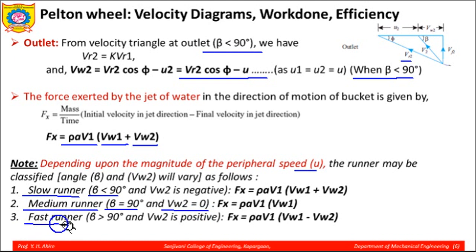There is one more type, fast speed runner, or high speed runner. For that, beta is more than 90 degree. So V2 vector will be towards right, somewhere like this, the position of V2 vector. It means Vw2 vector will be towards the right, in a positive x direction. So that's why Vw2 is positive, and the formula gets a minus sign. So Fx is equal to rho a v1 into Vw1 minus Vw2.